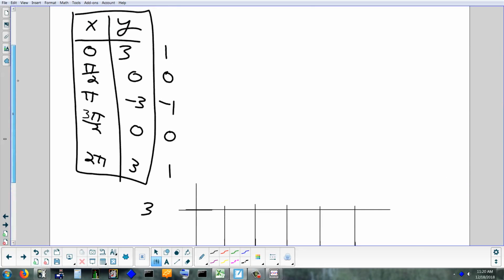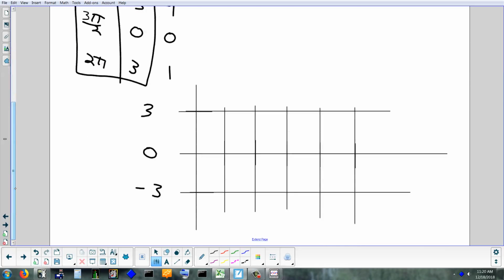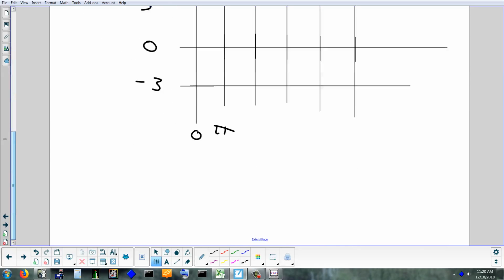For my x values, 0, pi over 2, pi, 3 pi over 2, and 2 pi. I don't have to change anything. Okay? So I'm going to keep those. I'm not skipping because I have 0 in the table. So, and they're all 90 apart. So we'll just go 0, pi over 2, pi, 3 pi over 2, 2 pi.